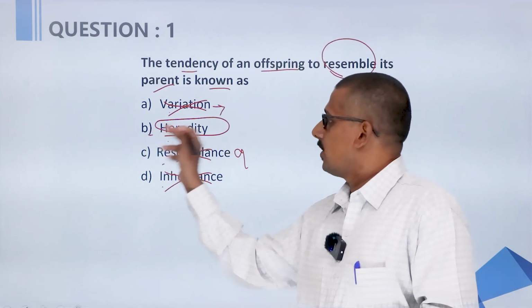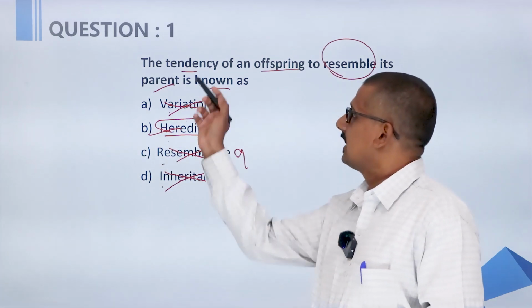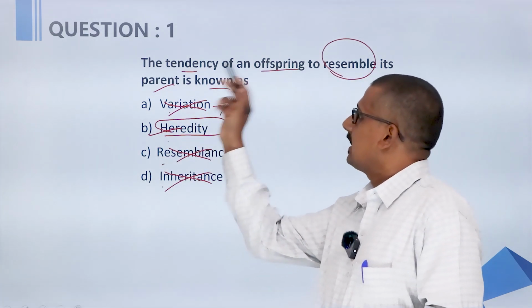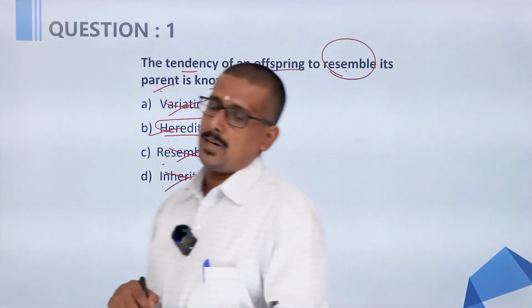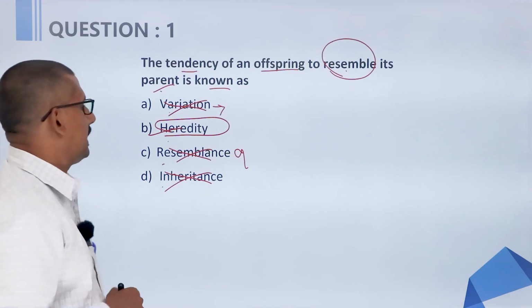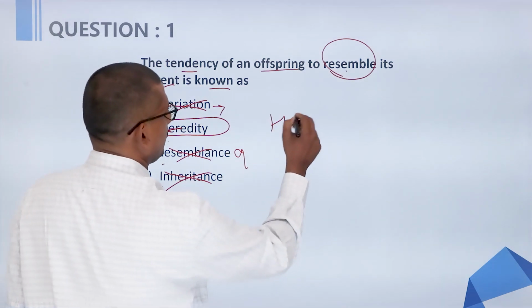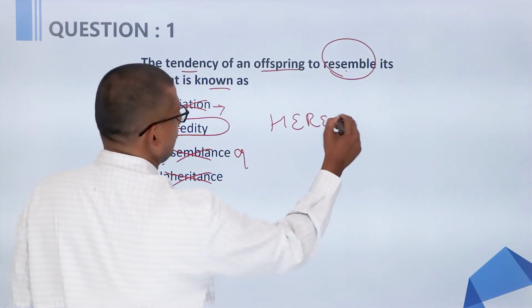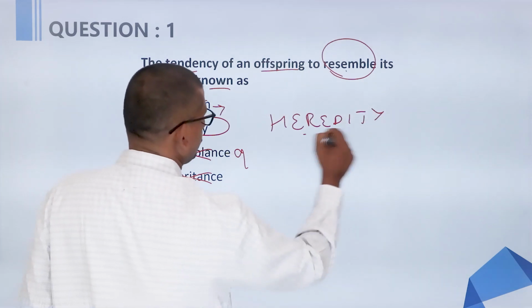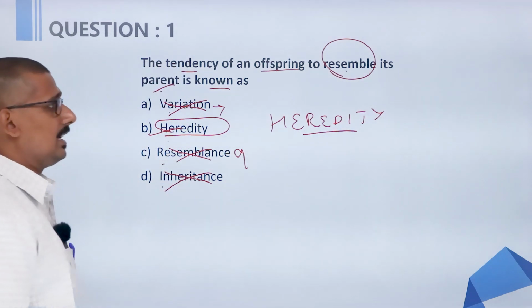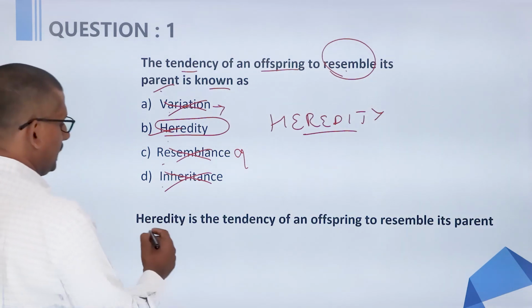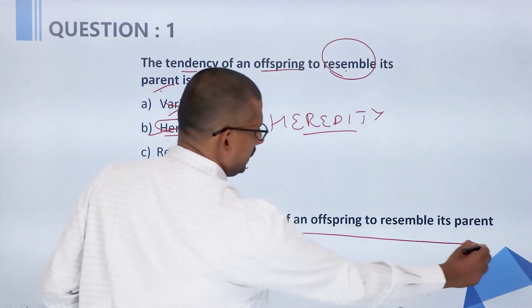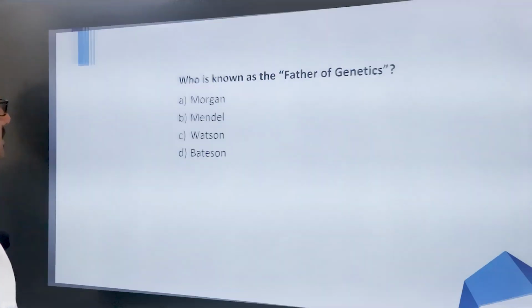Heredity aanu correct answer. So what do you mean by heredity? Heredity is the tendency, offspring, parent, resemblance. So offspring and parent nammalla resemblance nu parayana per aanu heredity. So heredity is the right answer. It's the resemblance of offspring from the parent. Okay, so let's move on to the next question. So here's the explanation. Heredity is the tendency of an offspring to resemble its parent.